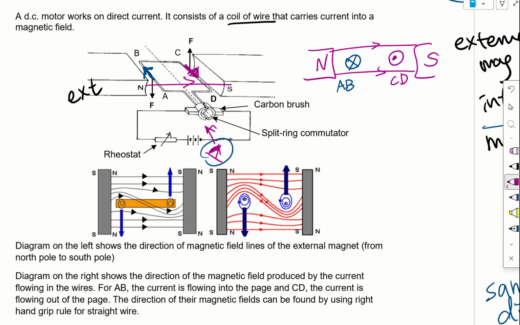And if I'm doing AB, I then need to rotate my middle finger such that my middle finger, which represents the direction of the current, is into the screen.